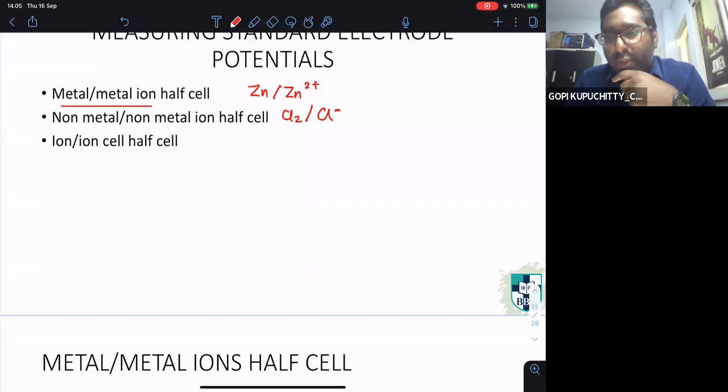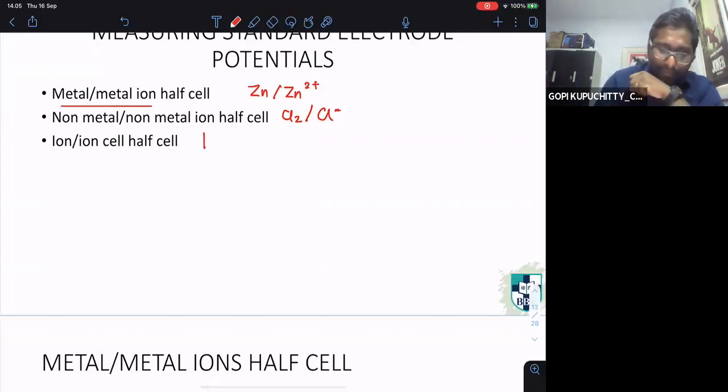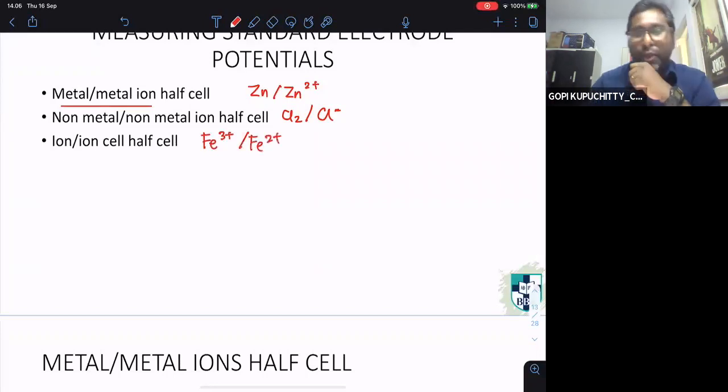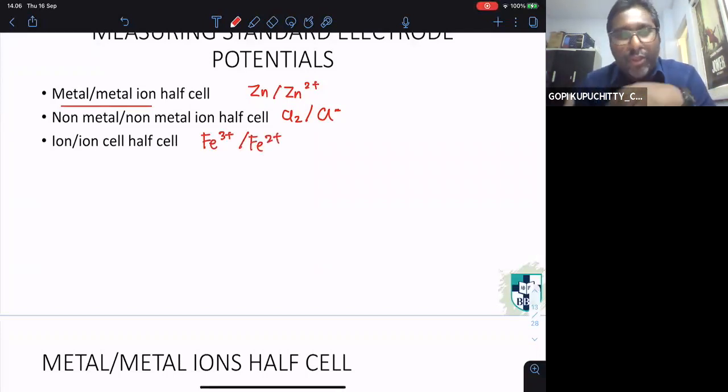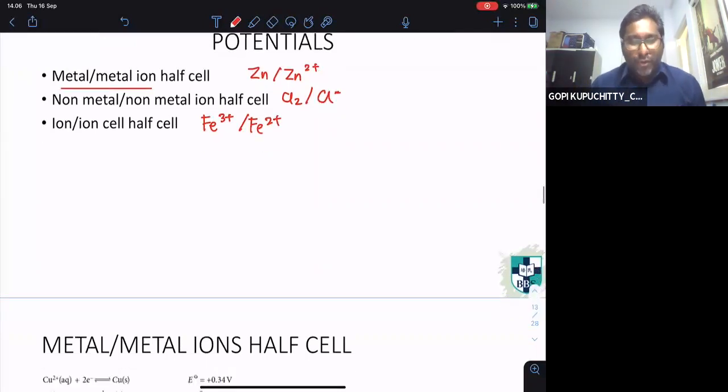And then ion and ion: we do have the situation where we have Fe3 plus and Fe2 plus. Both of them are ions. And we are going to compare and find the E cell. So I will go through one by one.